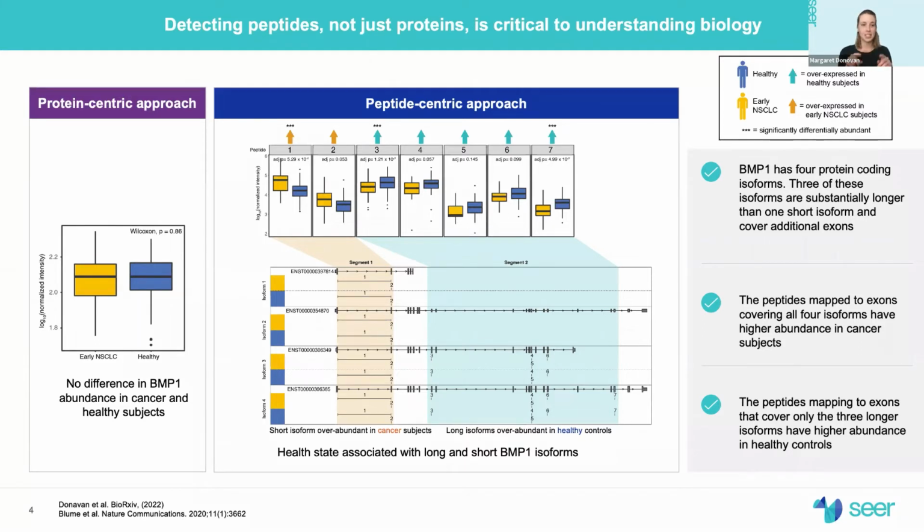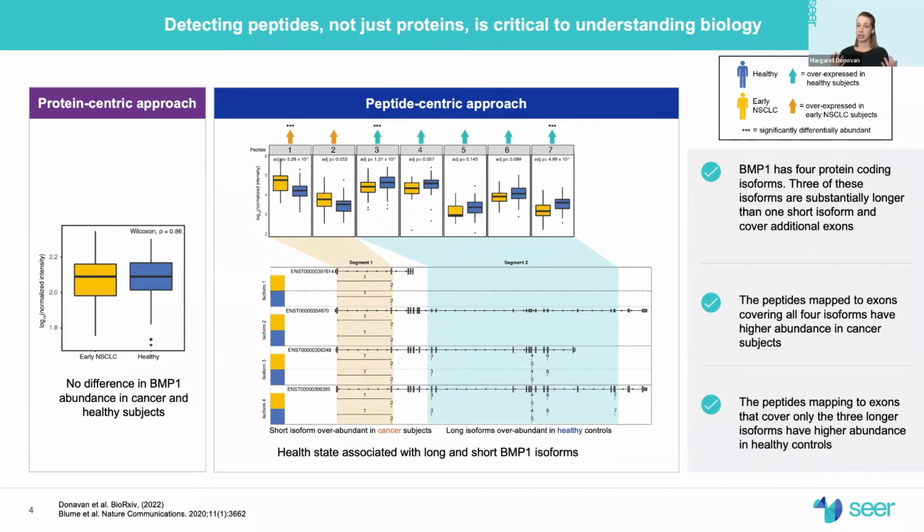You can see in the bottom part of the central portion where these peptides map with respect to these 4 known isoforms. What we see is those first 2 overabundant peptides in the early cancer subjects correspond to a short isoform, and the overabundant peptides in the healthy individuals correspond to these 3 longer isoforms, which told us that there may be an association between this short form and long form with health state.